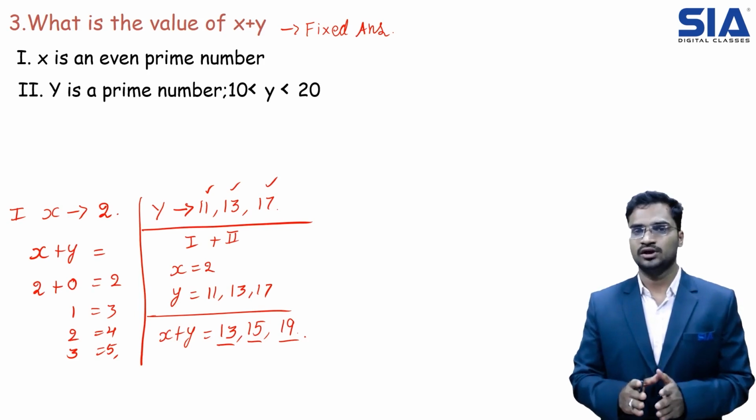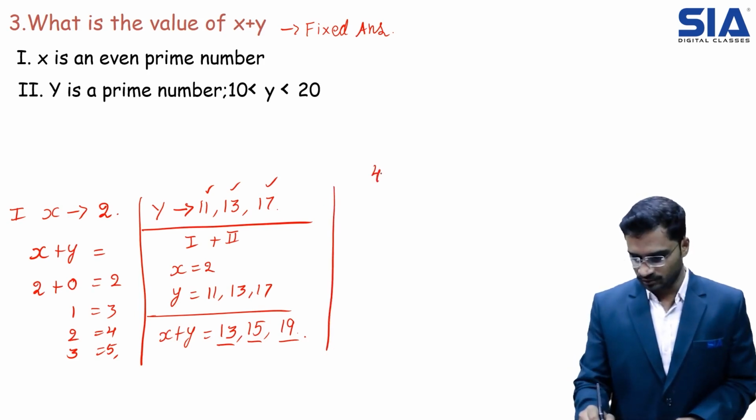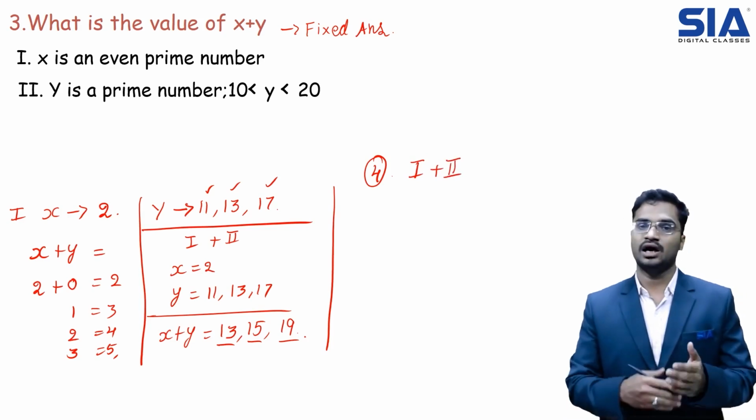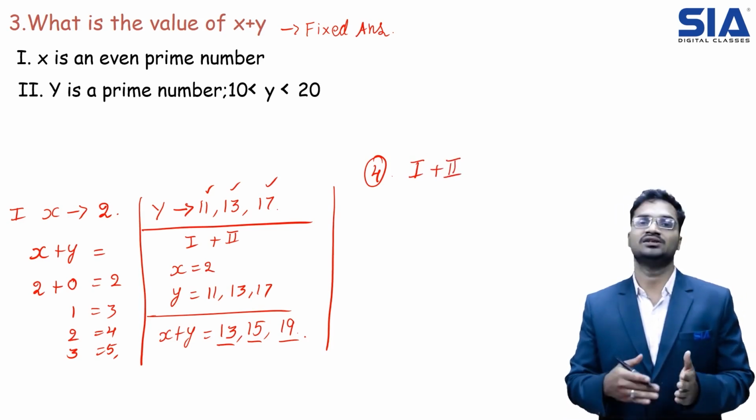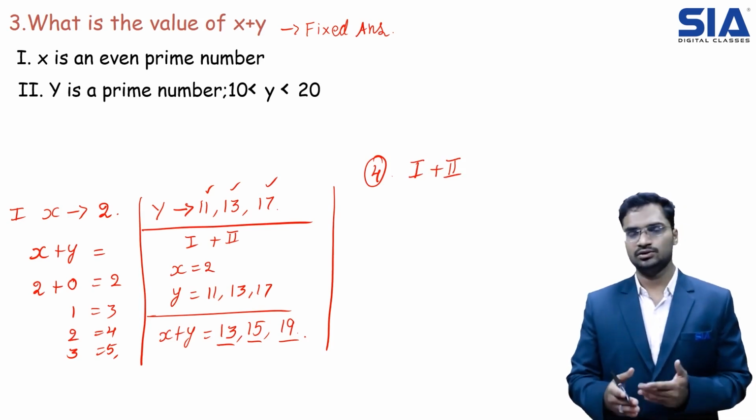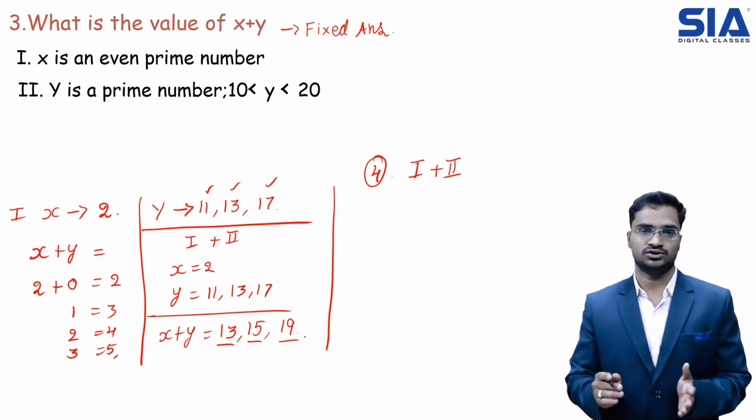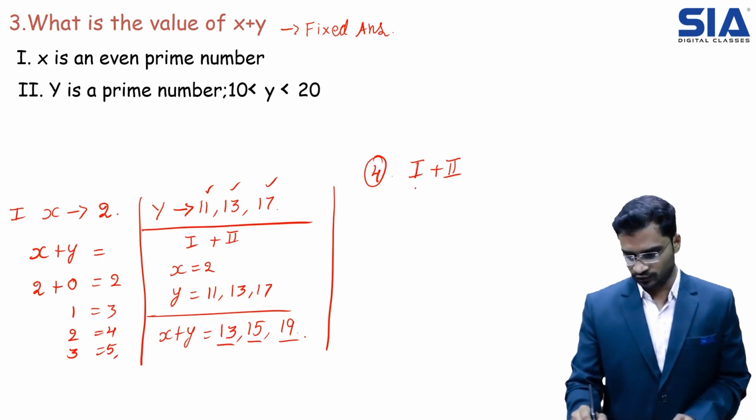So our answer is what? Our answer is 4, because even when statement 1 and statement 2 are combined, the data is not sufficient to answer. They are not giving a conclusion. So our option is option 4.